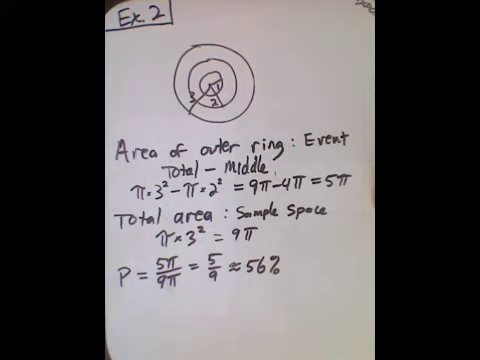Okay, well, we need to find the area of that event, which is going to be the area of the whole circle minus everything inside the outer ring. So pi times 3 squared minus pi times 2 squared. So we're finding the area of that ring. That turns out to be 5 pi, as you can see here. And then the area of the sample space, the total area, is just 9 pi. And we divide those two, the pi's cancel, and we're left with about a 56% chance.